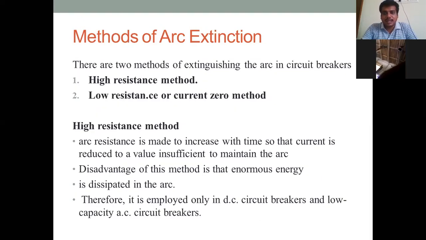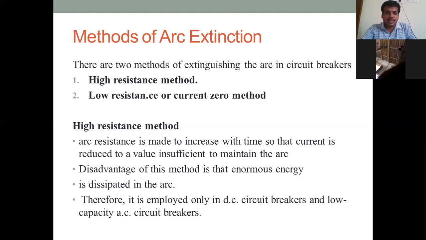So these are basically the two methods of arc extinction. First one is the high resistance method. Second one is the low resistance or current zero method. In the high resistance method, if you have high resistance, the current flow will be low. That is a simple concept. The arc resistance is made to increase with time, so that the current is reduced to a value insufficient to maintain the arc. If you have high arc resistance, the current will be reduced, it will not have sufficient time to maintain the arc, and the arc will vanish as soon as possible.